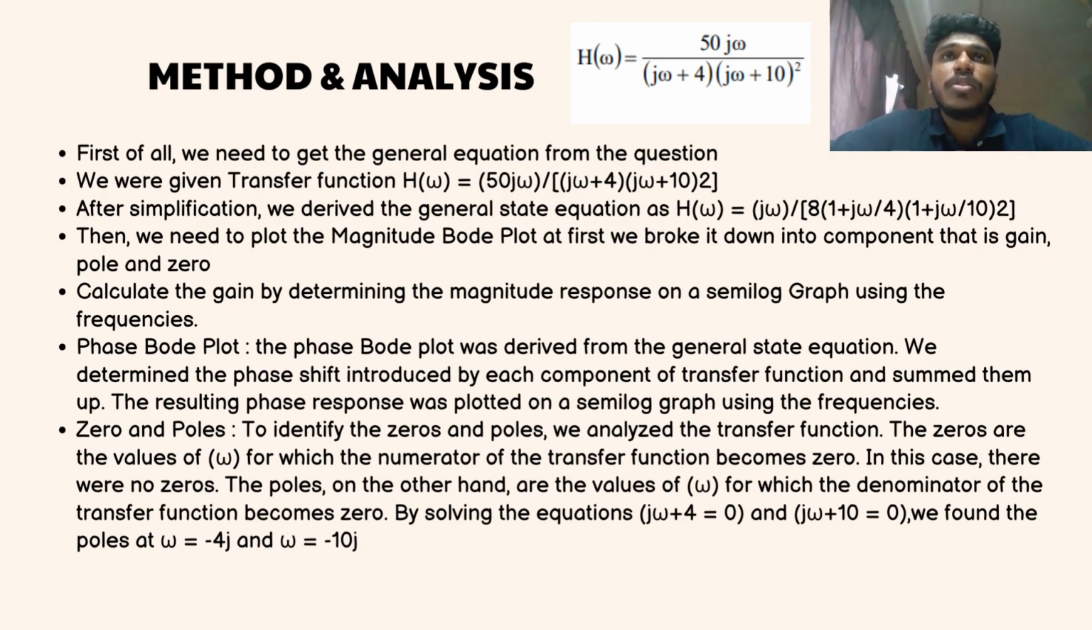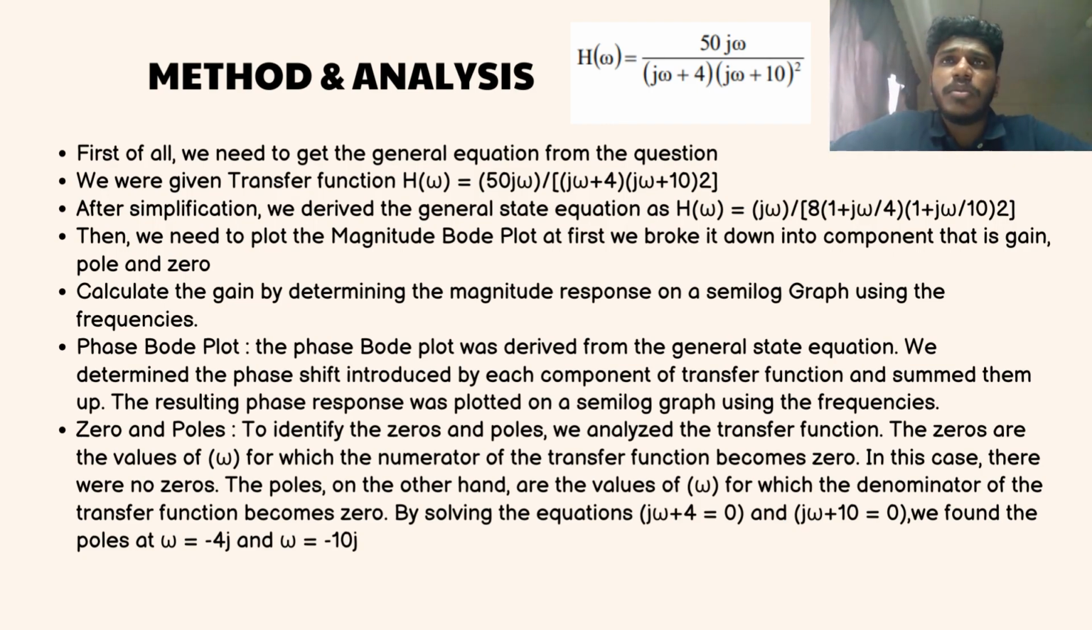And now I'm going to explain about the method and analysis of part A, from transfer function to plot. So basically we can see that our transfer function equation, the equation given, is H(jω) equals 50jω over (jω plus 4) times (jω plus 10) squared. First of all, we need to get the general equation from the equation. So from the general equation, we try to simplify the equation to a simpler form.